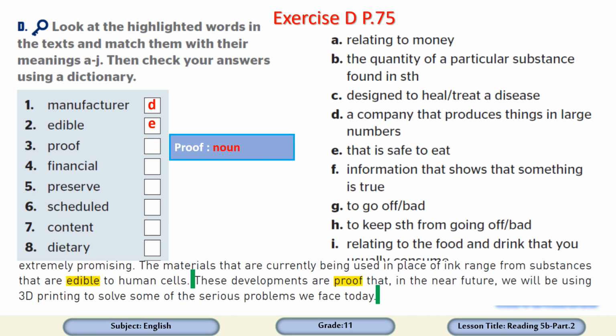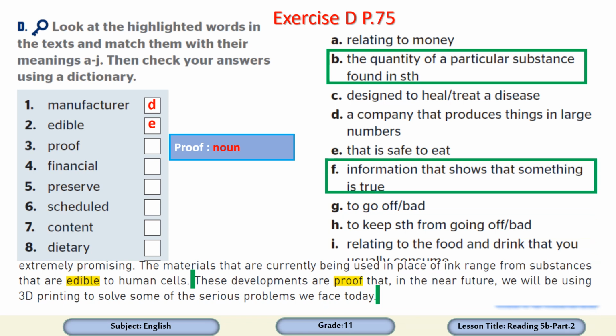Remember, we have decided with the first example that we have 3 nouns. We have used one of them. So, which 2 are left? Yes, it's B and F. So, which one will match the word proof here? Excellent. It's F. Proof here means information that shows that something is true.